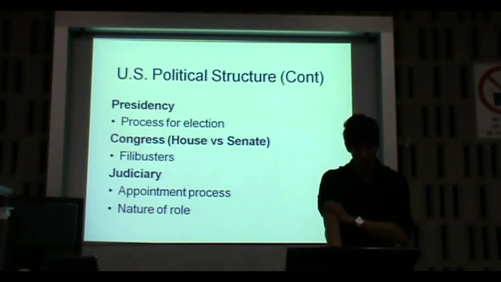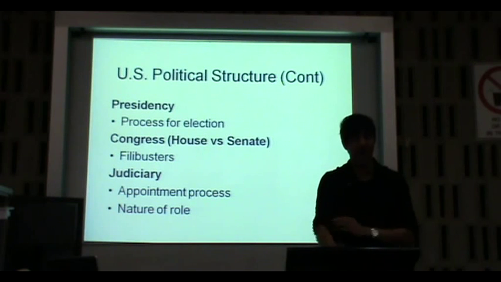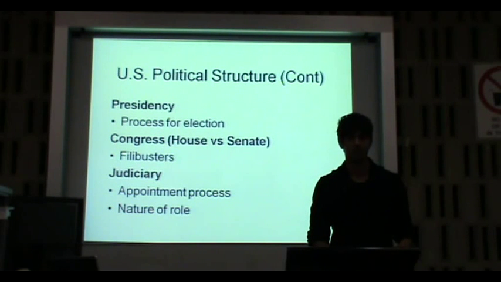Okay, now let's look at Congress. So I've noted that there's the House and the Senate. What are these two separate institutions? How does it work? You want to tell me? Yeah. House grants bills, Senate amends, like blocks bills. Is that?